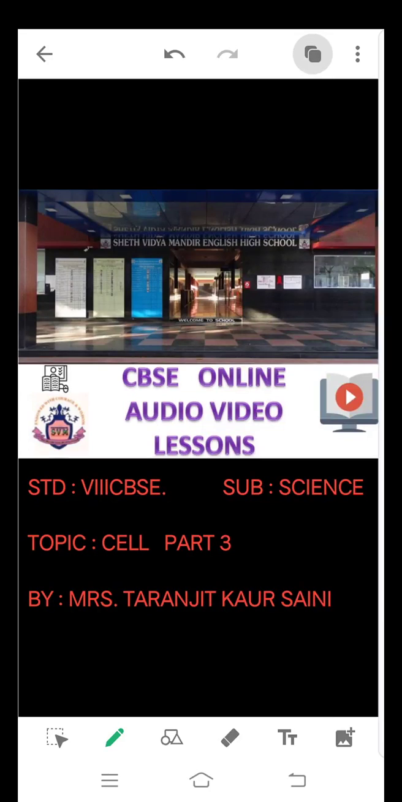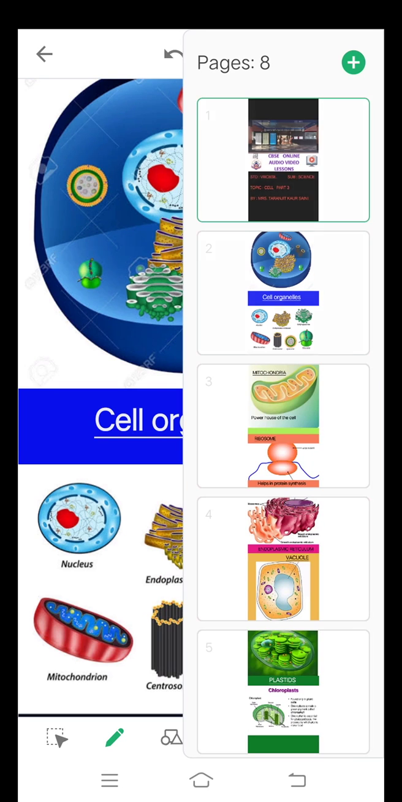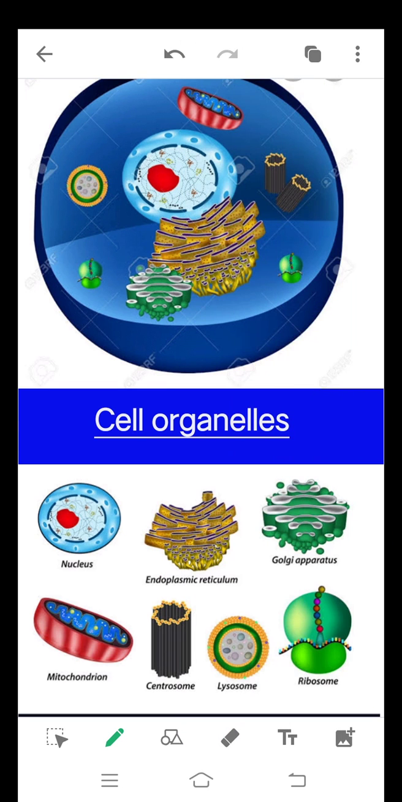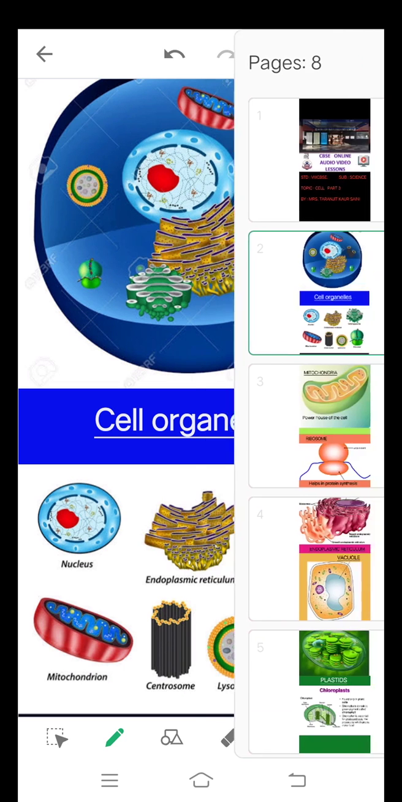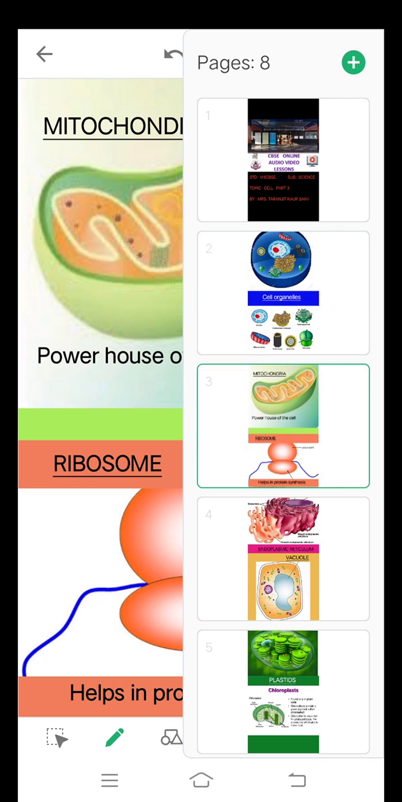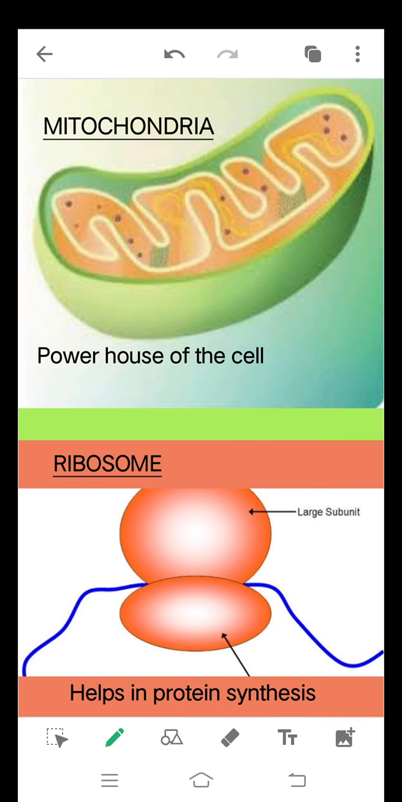Let's continue with the chapter cell. In the last videos we have discussed different parts of a cell. We studied what is a cell, and also we studied in detail about the important regions of a cell, which are cell membrane, cytoplasm and nucleus. Besides these three, there are many other cell organelles present in a cell. So here are some of the organelles which are present in a cell.